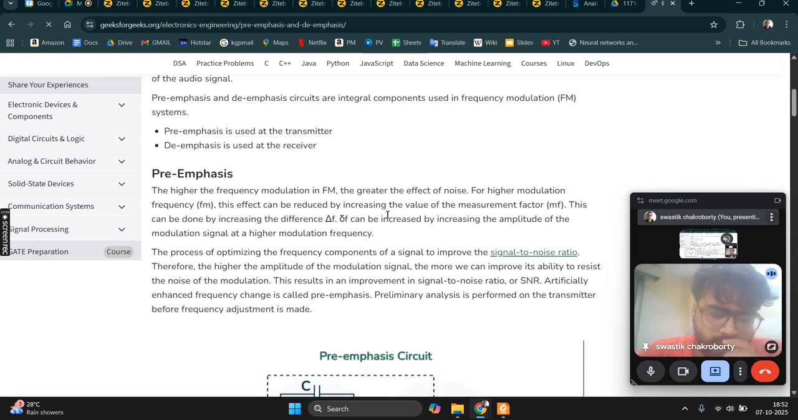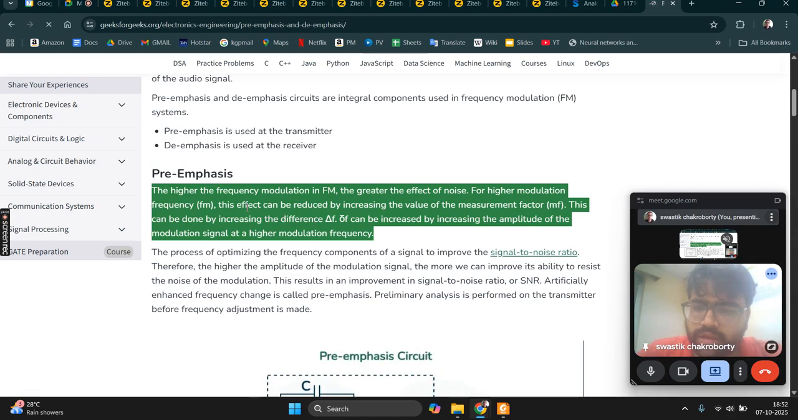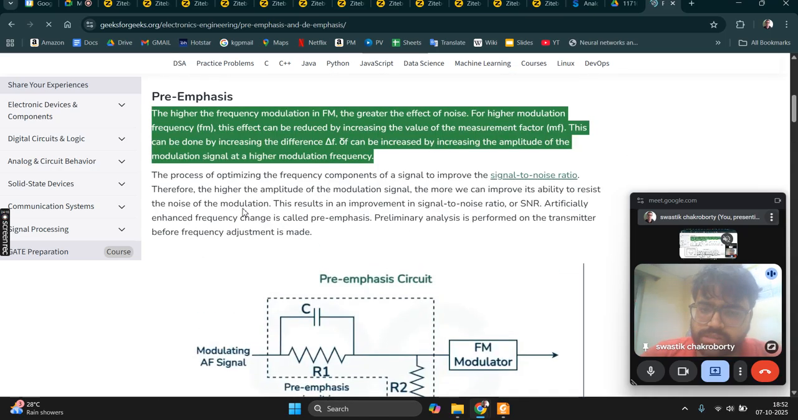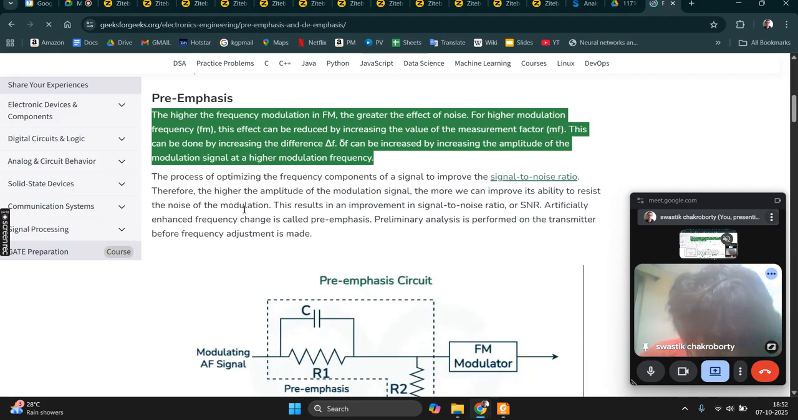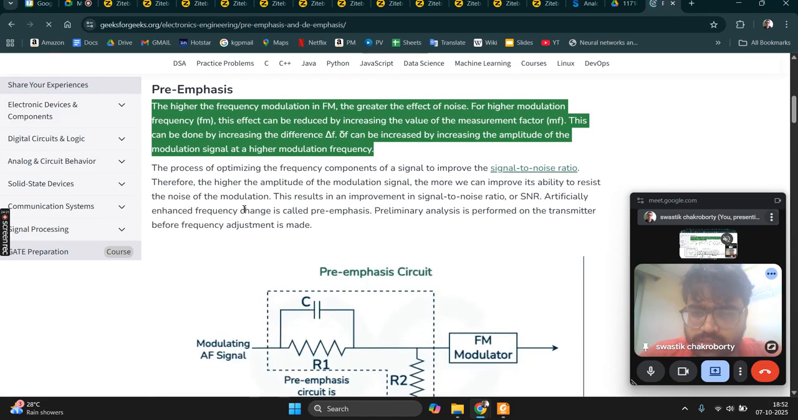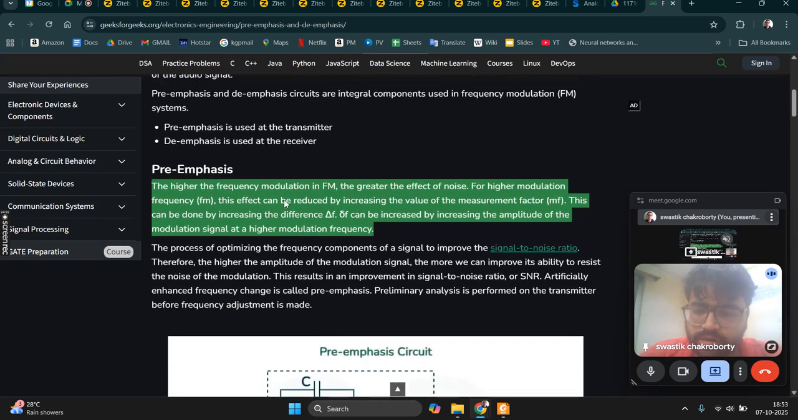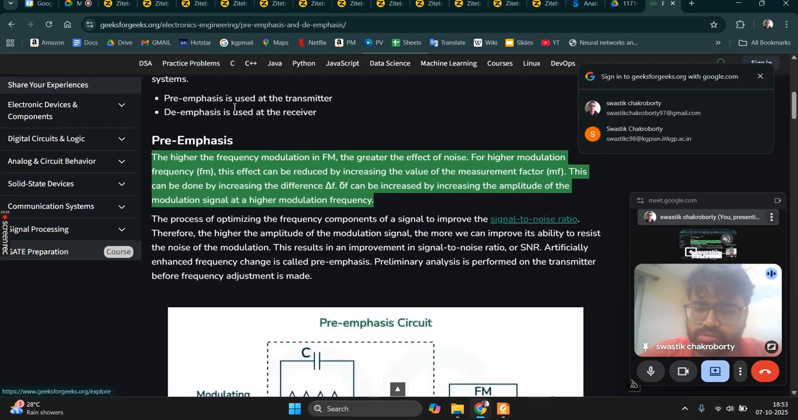The higher the frequency modulation in FM, the greater the effect of noise. For higher modulation, this effect can be reduced by increasing the value of the modulation factor. This can be done by increasing the frequency deviation delta F. So basically in the pre-emphasis circuit, you are increasing the value of the higher frequencies, the process of optimizing the frequency components of a signal to improve the SNR. Therefore, the higher the amplitude of the modulation signal, the more we can improve its ability to resist the noise. Yes, so we will boost the amplitude of the signal.